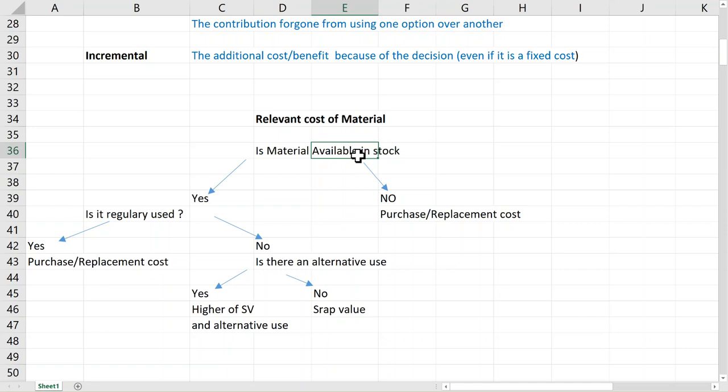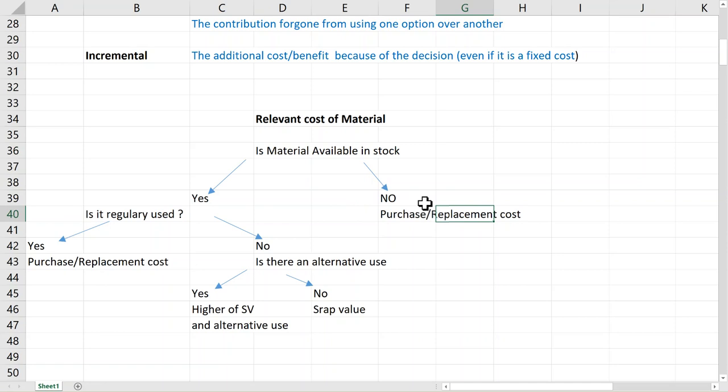So relevant cost of material. If there is a decision and you want to know how much cost to include in that decision relating to the material, that would be relevant cost of material. So the first question we should ask ourselves is, is the material available in stock? If the answer is no, that means we have to purchase it. If we have to purchase it, then purchase or replacement cost would be the relevant cost. So if we don't have material, we have to buy the material, and whatever we pay will be the cost of that material.